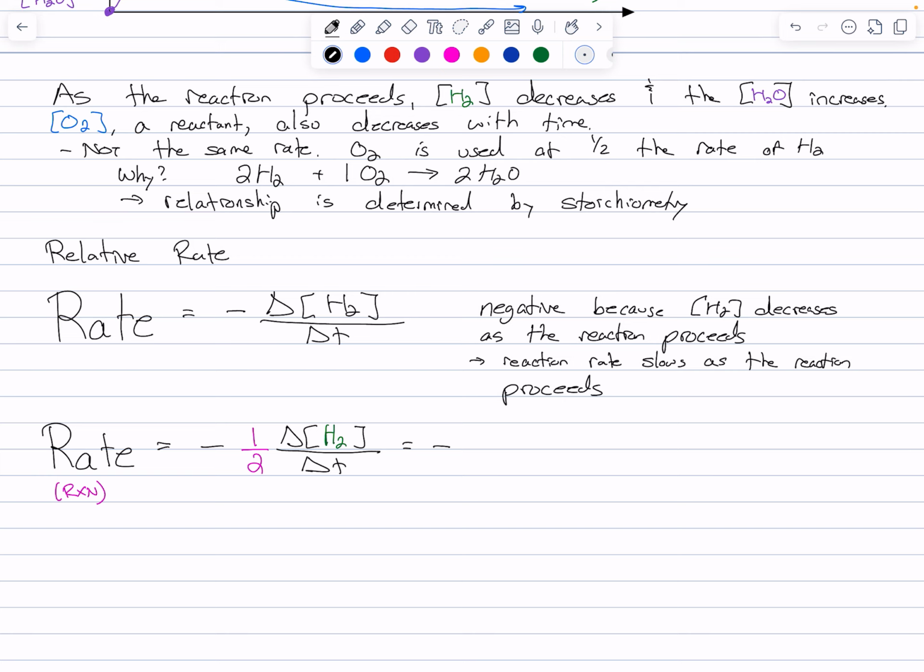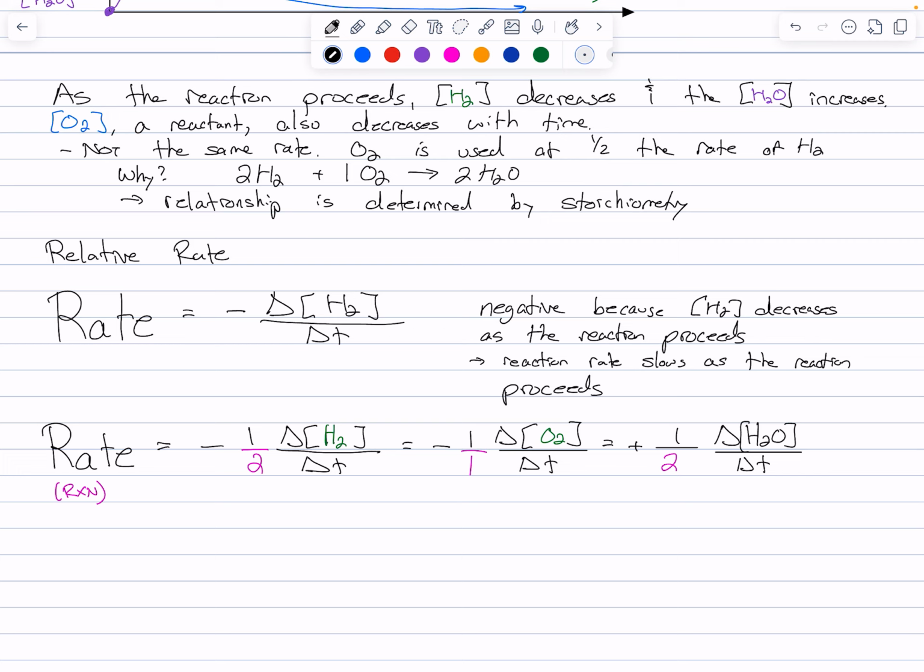equals negative. Now oxygen has a coefficient of 1, right? Let's make sure we get where the coefficient is. The coefficient's on the bottom. Change in concentration of O2, change in time, equals positive 1/2 change in concentration of water, change in time. So that's the relative rates of the reaction. How hydrogen, oxygen, and water would be to each other. Okay?